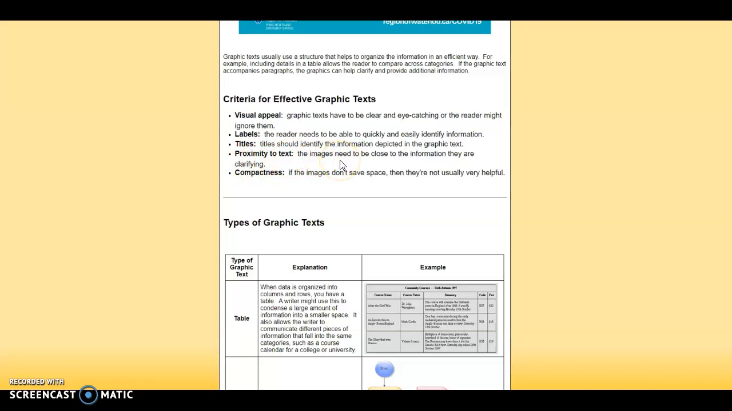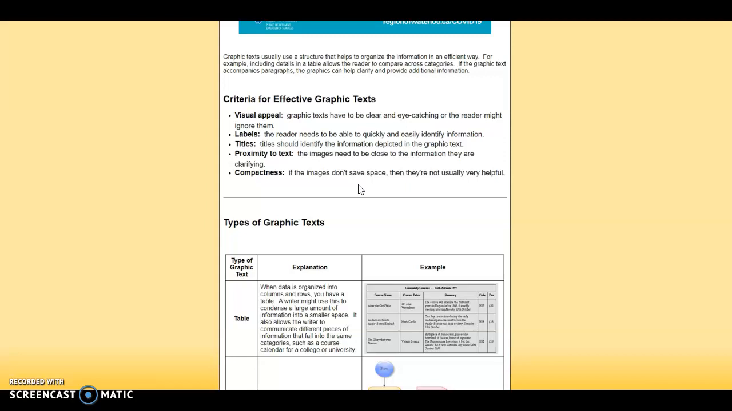the images in the graphic text need to be close to the written information that it's connecting with, or that it's helping to explain. If you have a disconnect between the writing and the images in the graphic text, then it's not going to be effective, and the information is not going to be clear. The last criteria is something called compactness. So you don't want to have really large images in your graphic text that take up all the space and there's not really room for anything else.